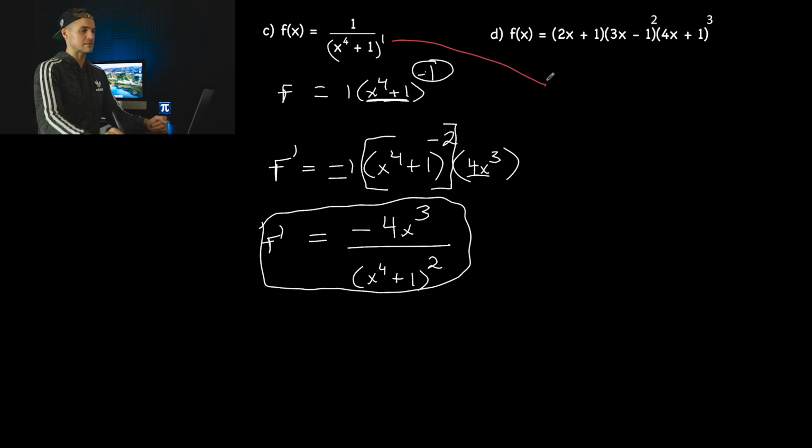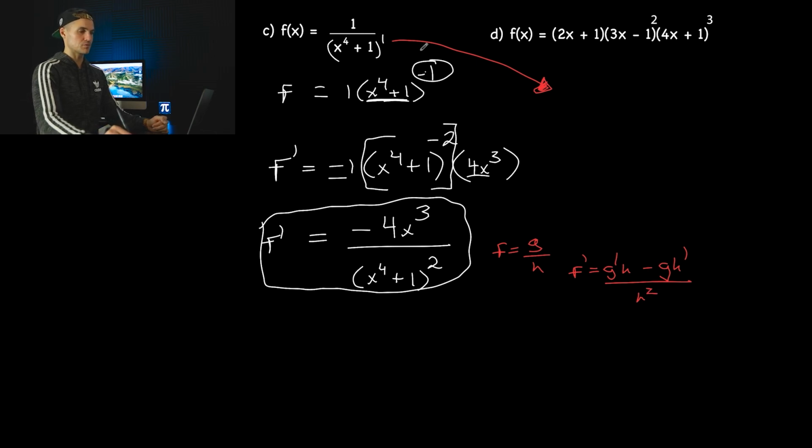Now let's say instead that you use the quotient rule on this. So if you remember the quotient rule, if you have two functions, g over h, the derivative is basically the derivative of the top times the bottom minus the top times the derivative of the bottom, all over the bottom squared.